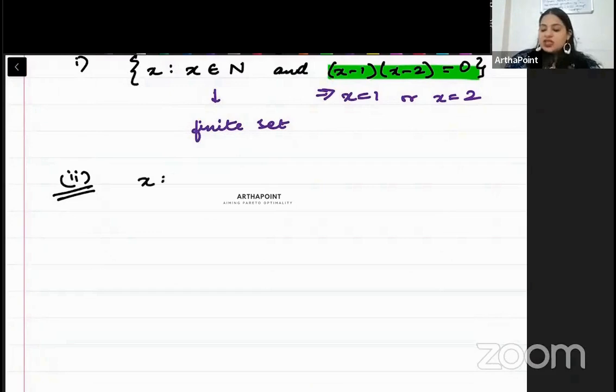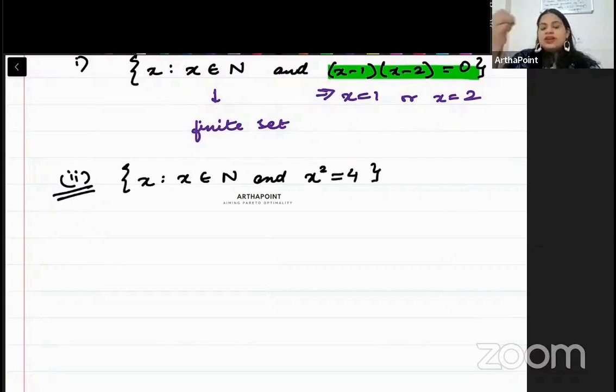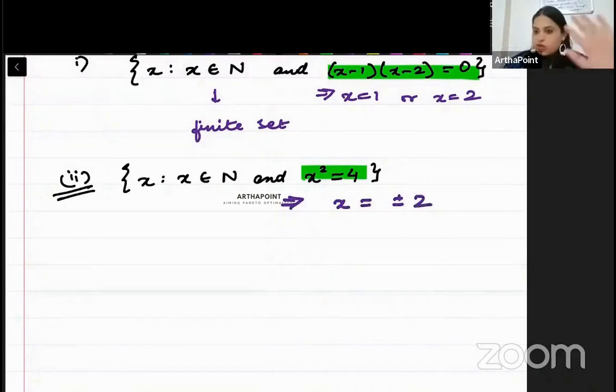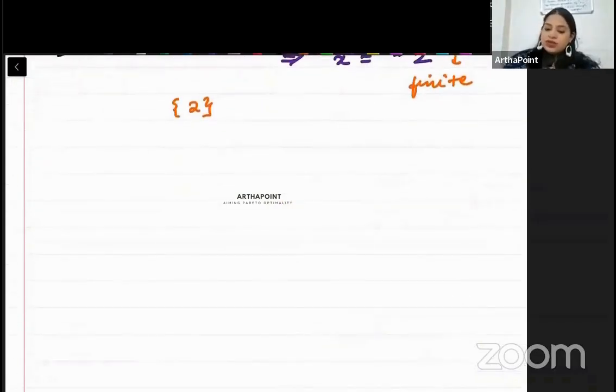We are saying x is such that x belongs to natural numbers and x square is equal to 4. But clearly this is also a finite set. Because if x square is 4, this implies that x can either be plus 2 or minus 2. Minus 2 cannot be included. Integers are not to be included, only natural numbers. So I will not take minus 2, only plus 2. But this is automatically a finite set. So my set will be only including 2. Clear ho gaya? Okay. Now come to the third example, beta.